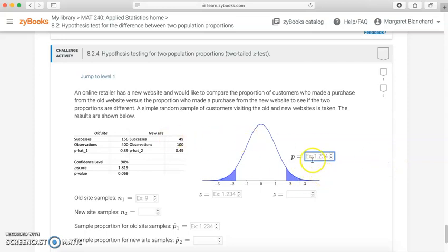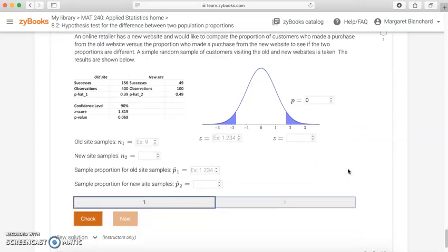So let's go ahead and find our number. I keep hitting the arrow and it keeps giving me that number. Okay, so first we're going to find our p-value. The p-value right here is 0.069.